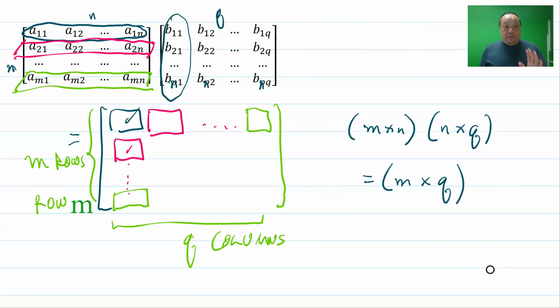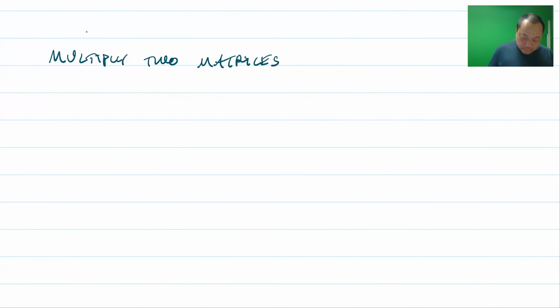So this is how you remember this. To multiply two matrices together, the inside dimensions have to match. It has to be M by N times N by Q. The final result will be the outside dimensions. It will be M by Q. The final result is the outside numbers here. Let's actually write it down as a rule. Rule number 1 is the inside dimensions need to match.